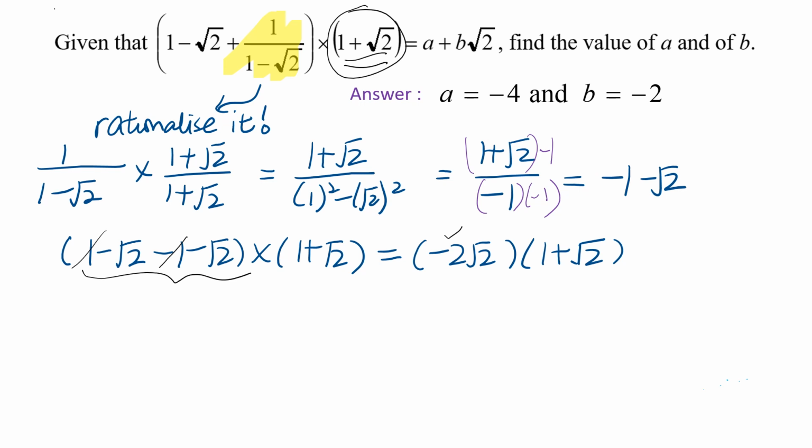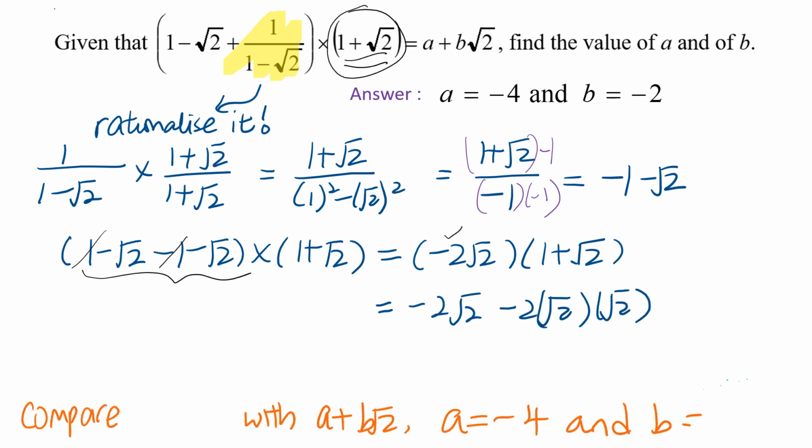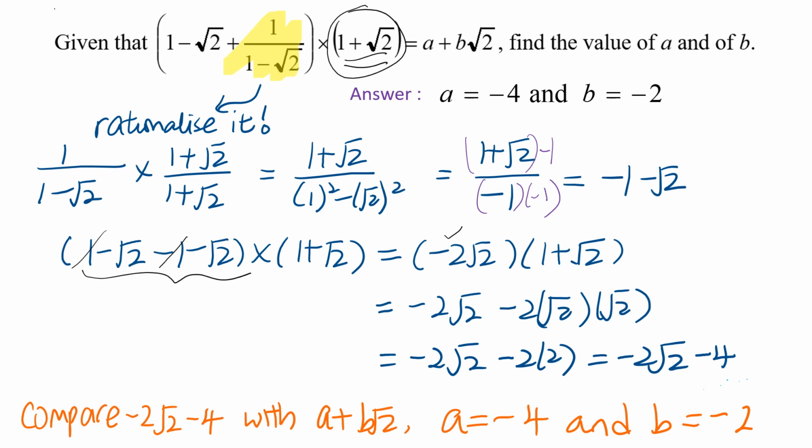In dark, not in black, sorry, in dark ink. Okay, right, and then you can just open up the brackets. Yeah, just open up the bracket. You will have square root 2 times square root 2 gives you 2. Okay, recall this law, and you have 2 square root 2 minus 4.